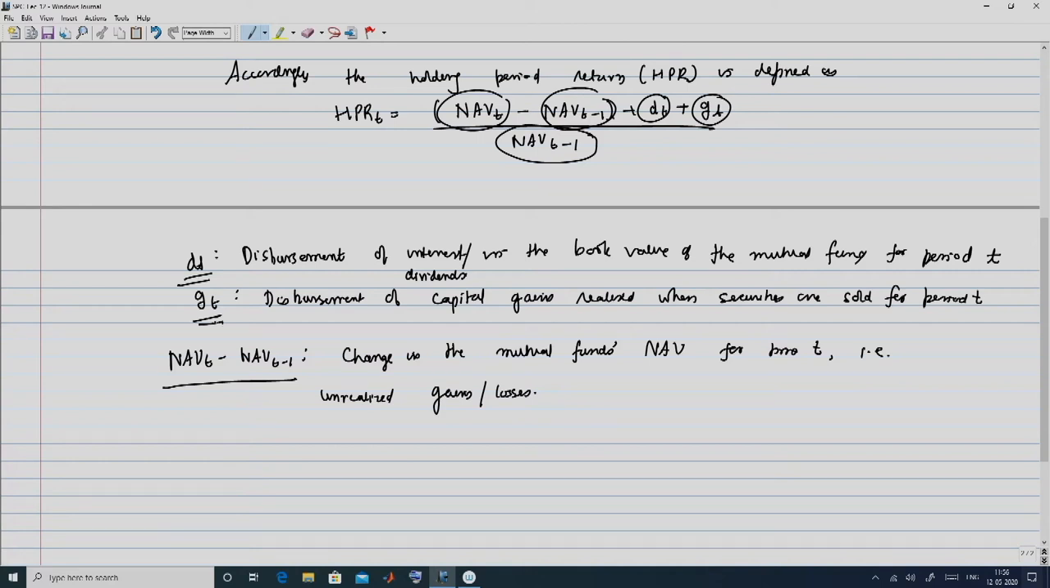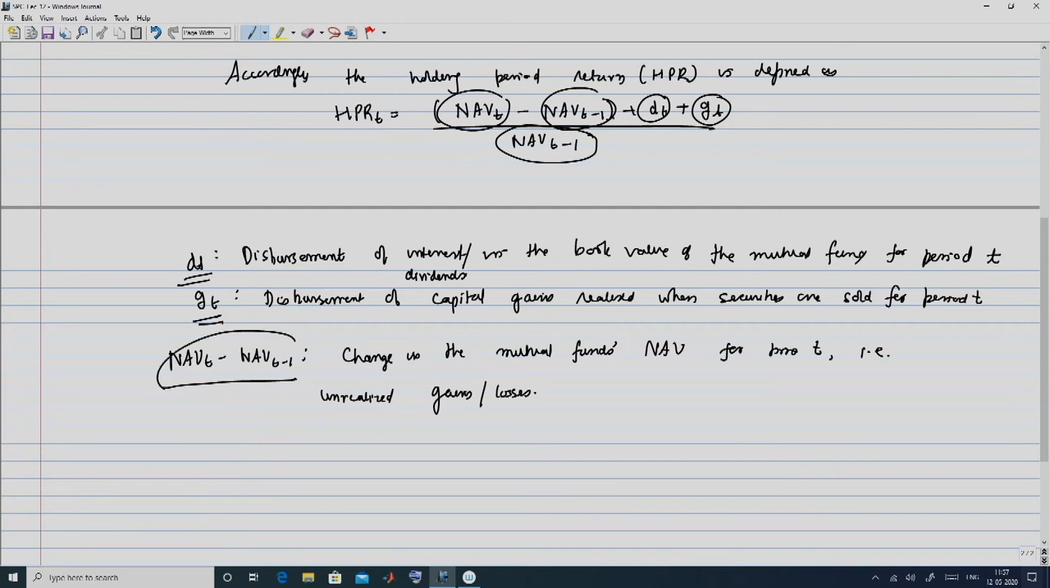And this G of T is the disbursement of capital gains as a result of selling some of the assets between time T minus 1 and T. So this means that between time T minus 1 and T, three things can happen. Either you will get some interest or dividends, which is reflected in the term DT, or some assets are sold, in which case you have a capital gain or loss, which is indicated by the term GT, and then of course assets that are still being held, and the difference as a result of the market movement between time T minus 1 and time T is given by NAV T minus NAV T minus 1.